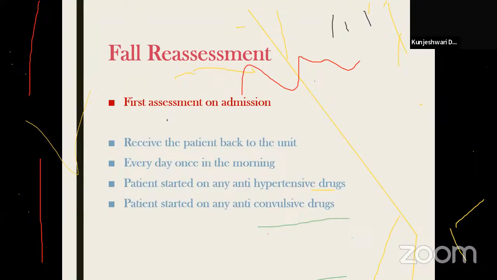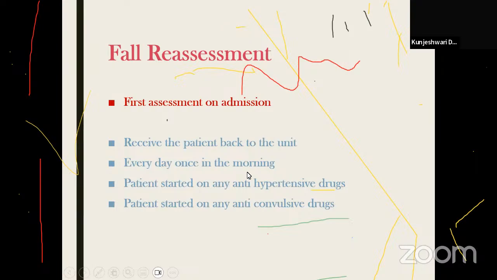So for example, at 8 a.m. I assess my patient, but the doctor came and prescribed an antihypertensive drug by 11 o'clock. After 1 hour, I will assess my patient again. Then, if a patient is started on any anticonvulsive drug, the same applies. At least this much, if you all can remember. There are so many other things, but this will be good enough. Fall assessment is one aspect, more fall risk assessment.